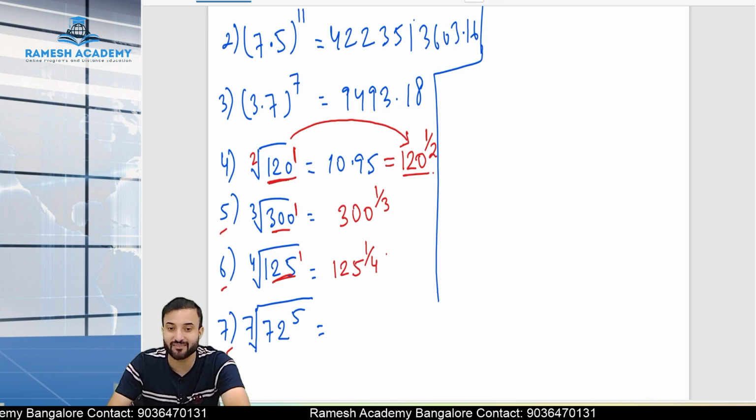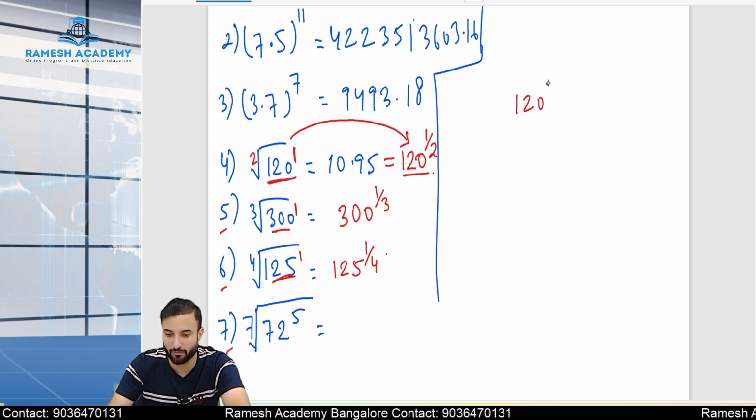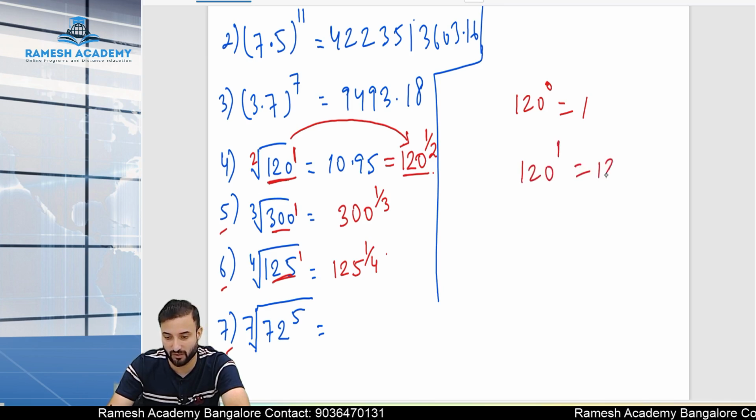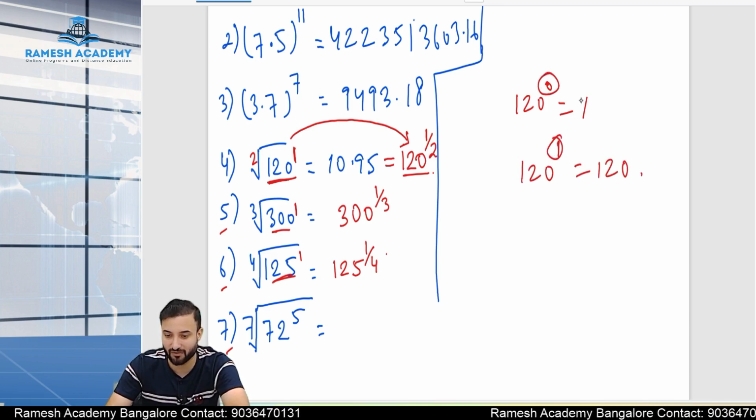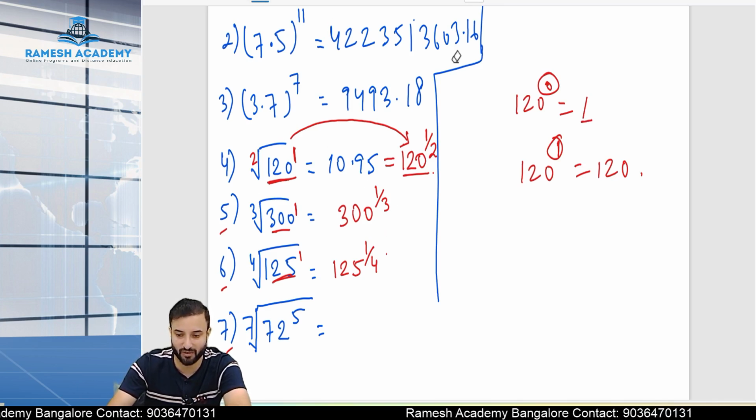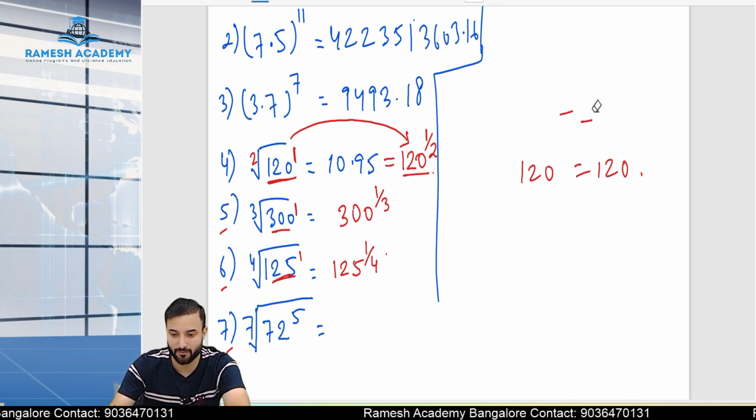Guys, if nothing is there, don't take 0, because anything to the power 0 is 1. Anything to the power 1 is the same number. So every time the power is 1. If you take the power 0, it is not 125, it will become 1. So it will be wrong.